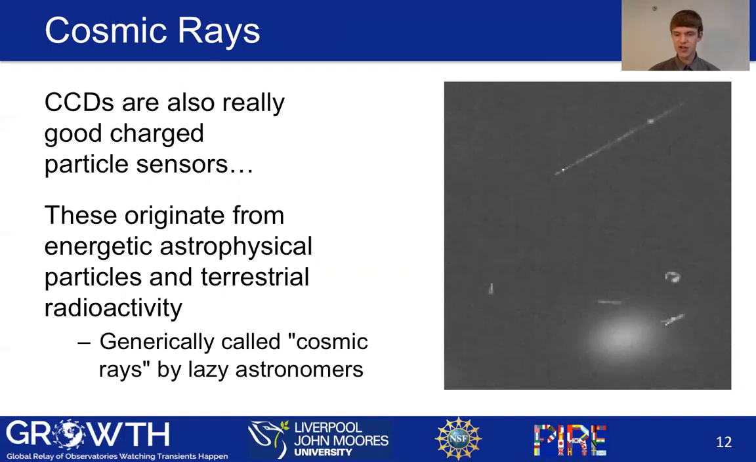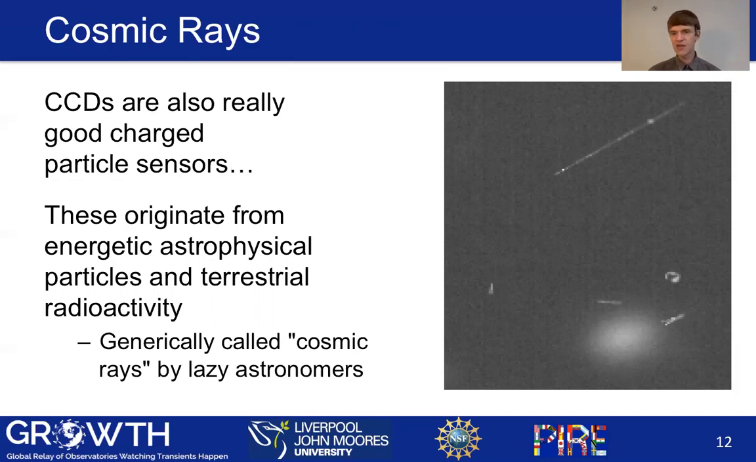CCDs detect not just light from photons, but they also detect electrons that are coming from other sources because they are fundamentally electron detectors and only indirectly photon detectors. These can originate from charged particles that strike the detector, which can come both from terrestrial radioactivity, radioactive elements in the detector and the telescope, and also from energetic particles entering from outside the atmosphere called cosmic rays.